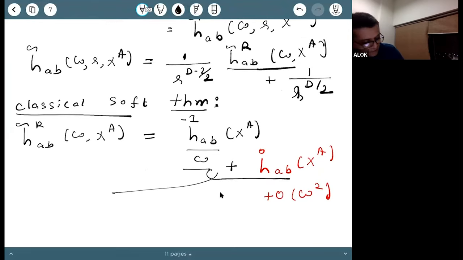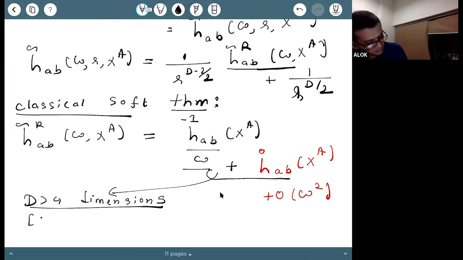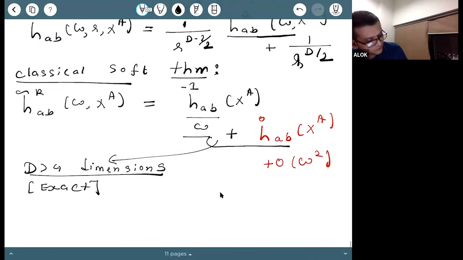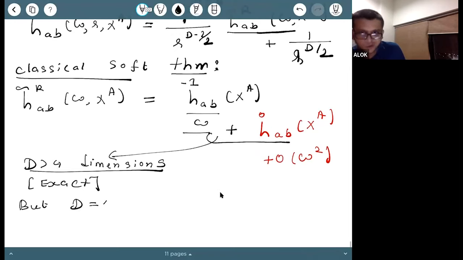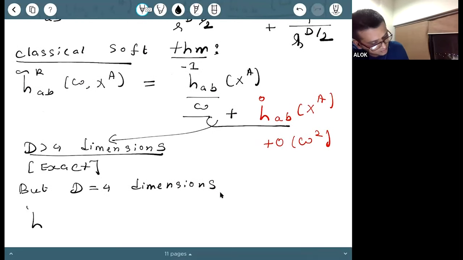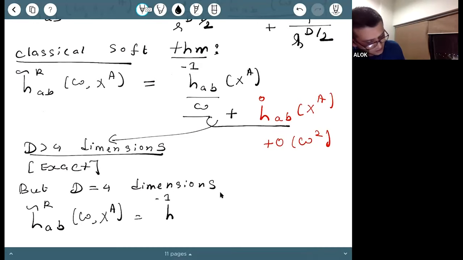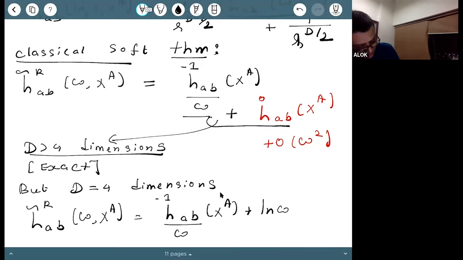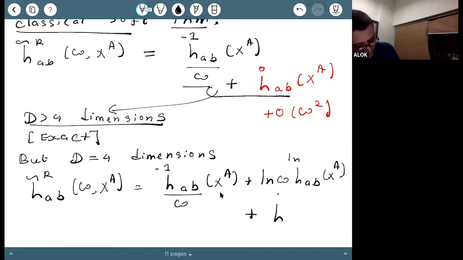These two terms are exact and universal in the sense they don't depend on the details of the scattering in D greater than four dimensions. But in D equal to four dimensions, because of the long range Coulombic effects, there is a slight subtlety here which still needs to be investigated. And this result is modified as follows. So we get this, the first term remains intact. That doesn't change, but then we get a term which goes as log omega, and then we get a term which goes as omega to the zero.